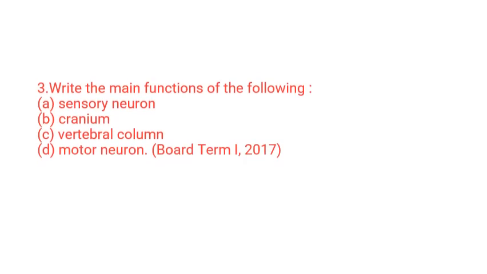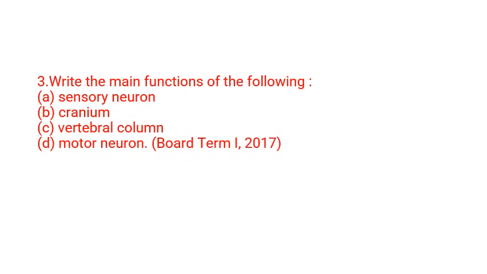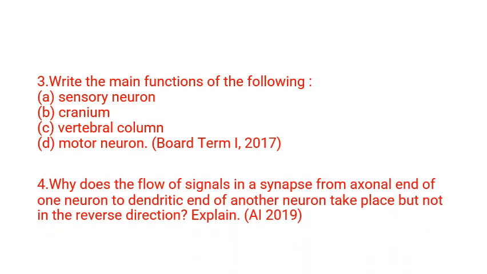Here comes our next question. Write the main functions of the following: sensory neuron, cranium, vertebral column, and motor neuron. Let us move on to the next question. Why does the flow of signals in a synapse take place from the axonal end of one neuron to the dendritic end of another neuron, but not in the reverse direction? Explain. You have to think, search in your textbook and write answers for this. Let us move on to the next slide.